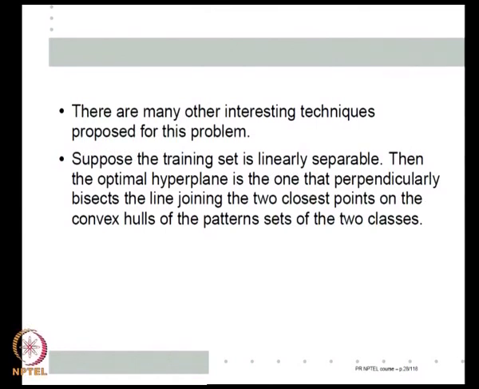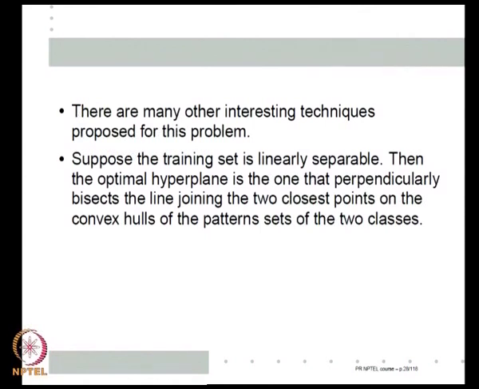Suppose you have a 2-class problem with linearly separable patterns. When we did the VC dimension proof for hyperplanes, we actually saw that 2 sets of points are linearly separable if and only if their convex hulls are separable, right. So, basically if I have a 2-class problem which is linearly separable, and I take the convex hull of class 1 and the convex hull of class 2, then those will be separable too.